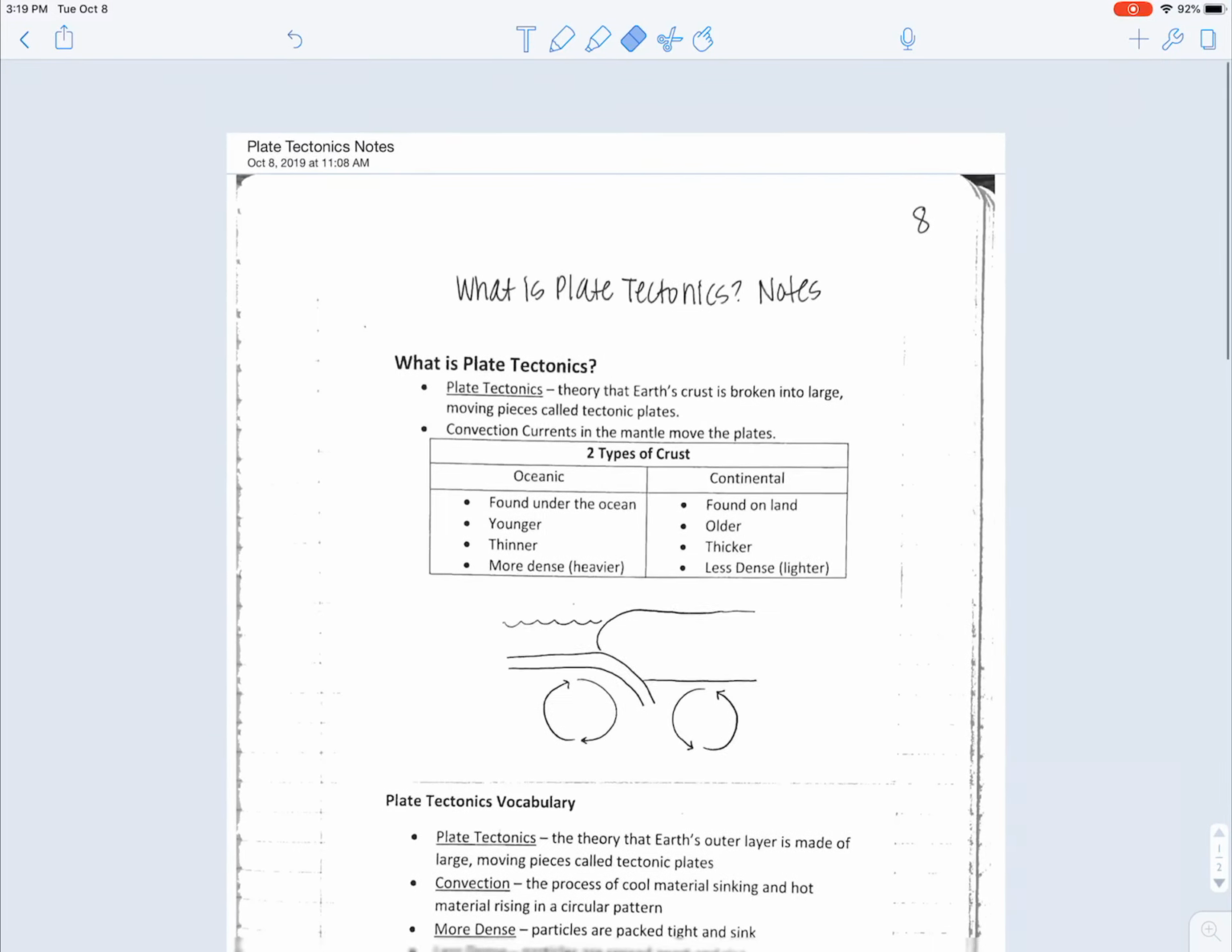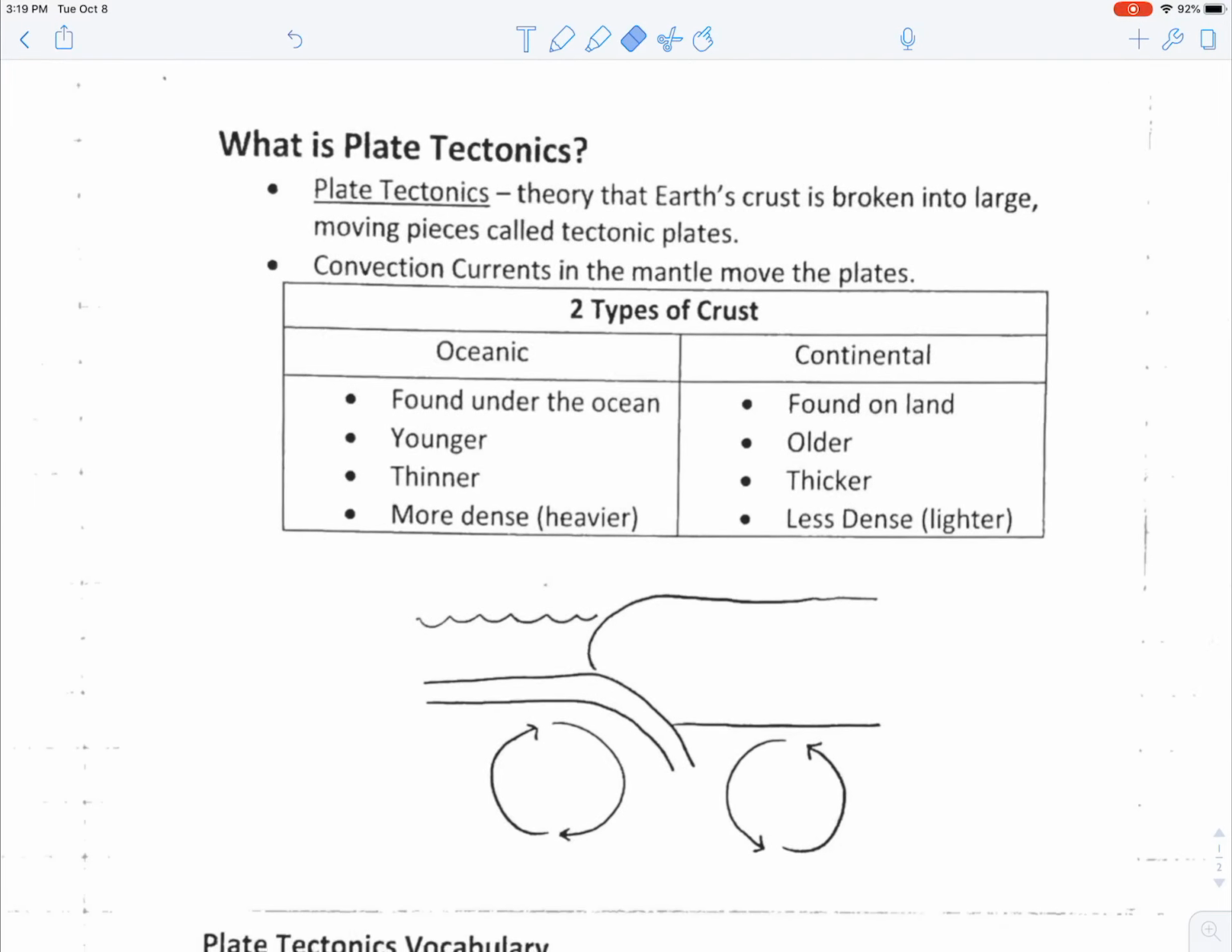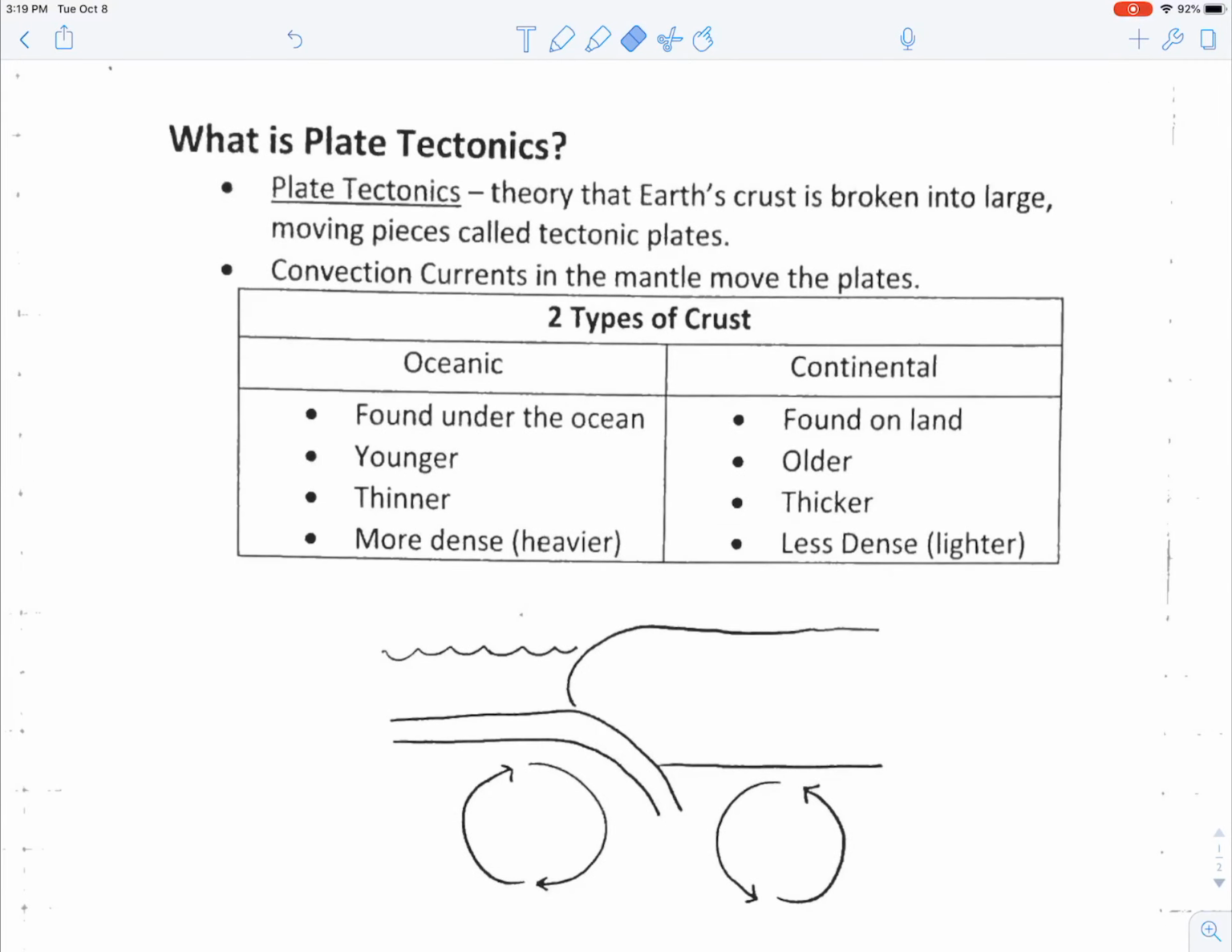You have two papers in front of you. One of them says, What is plate tectonics? And the other says, Plate tectonics vocabulary. We're going to look at the paper that says, What is plate tectonics? Grab your highlighter, and we're going to highlight the important information we need to know.